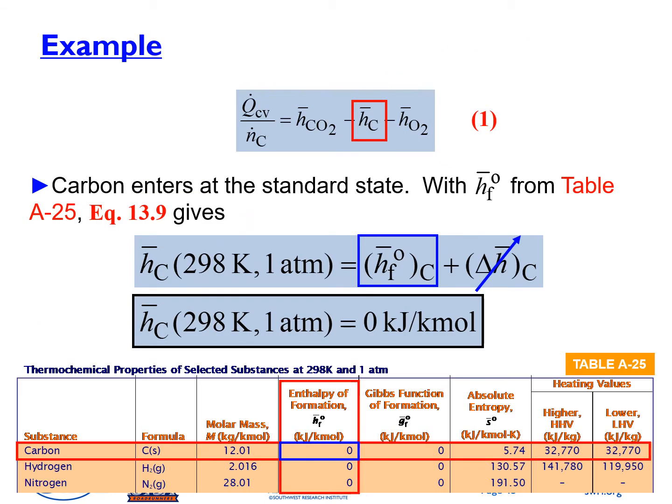And then we can simplify the equation as equation number 1. So Q dot CV per mole of the coal equals HCO2 minus HC minus HO2. Okay, and then carbon enters at standard state, so it means delta H for carbon equals 0 here. So this one is 0.